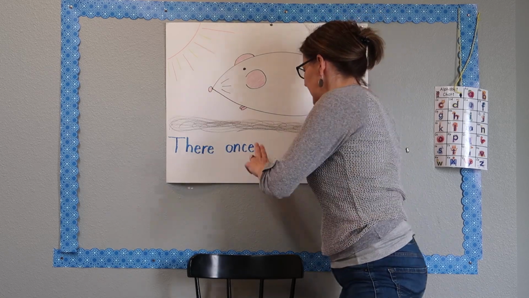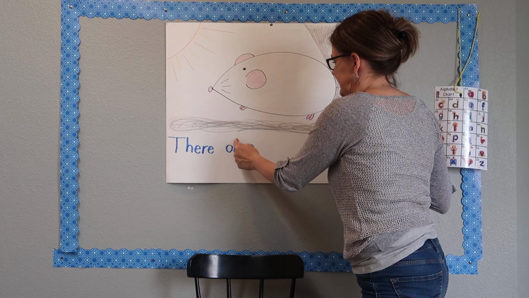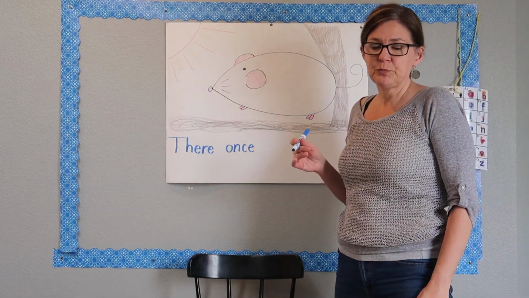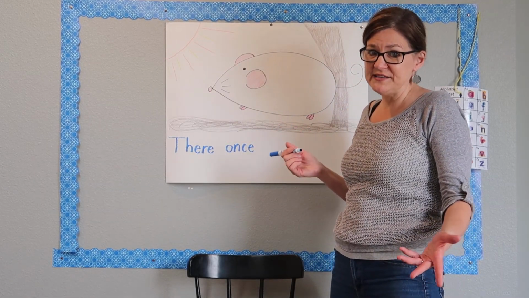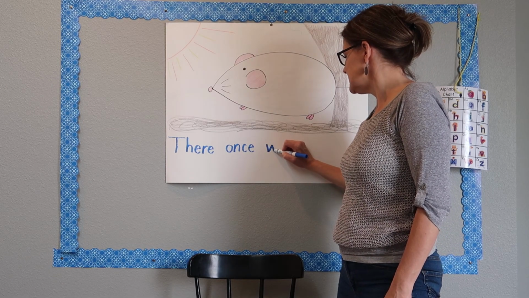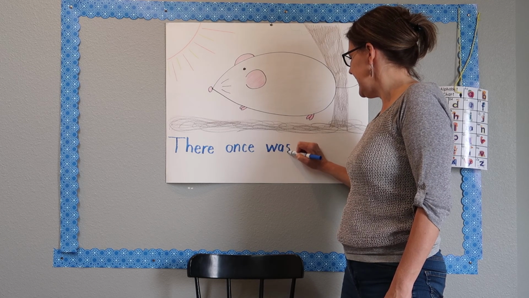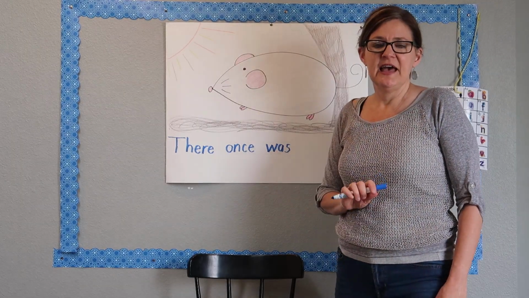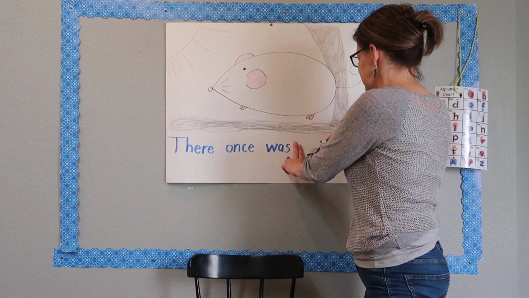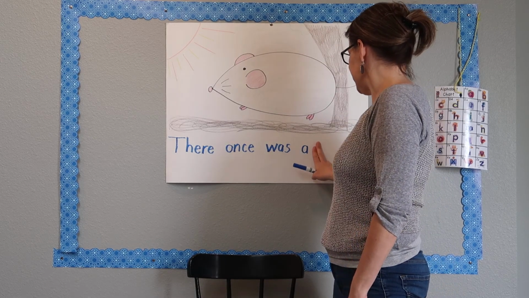There once was. Remember your meatball spaces between your words and your spaghetti spaces in your words. Remember that between your letters. There once was. Now was is a word wall word that we learned before we left school. It's just W-A-S. That one you should have memorized. There once was a, I'm going to put a meatball space and write the word A. And then another meatball space.